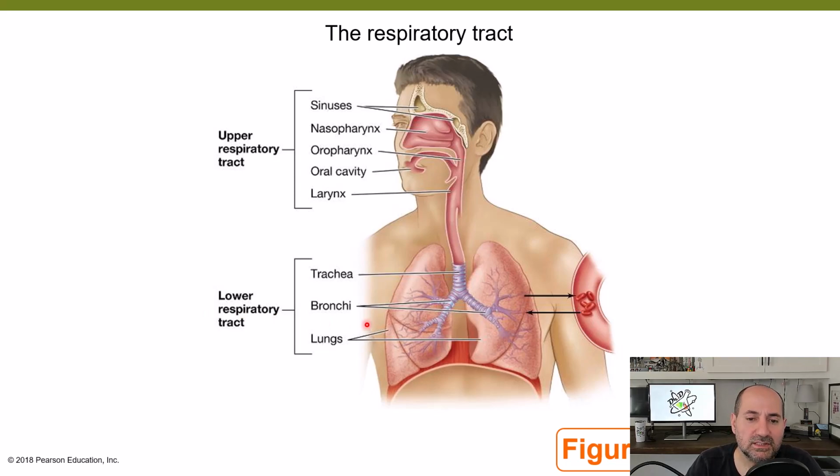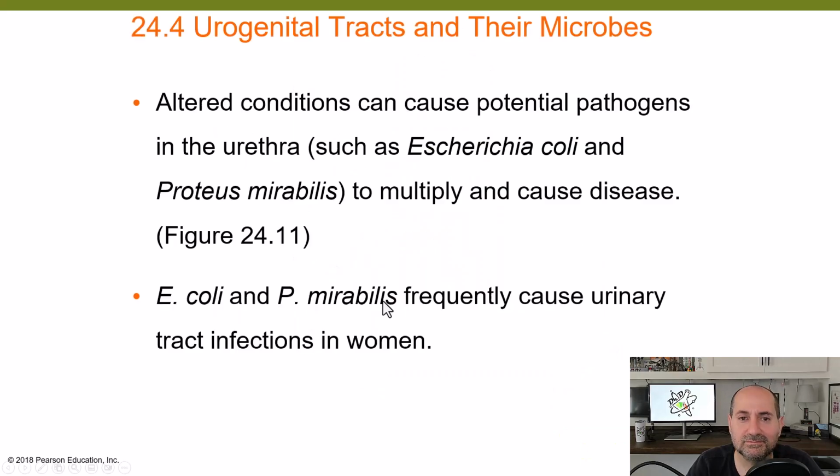So the lower respiratory tract should be relatively free of microorganisms due to the expulsion of microorganisms by the mucociliary blanket, as well as coughing, which can expel microorganisms from the lungs. You don't want microorganisms to linger in the lungs because that can result in pneumonia and an infection of the lungs. Now, let's turn our attention to the urogenital tract.